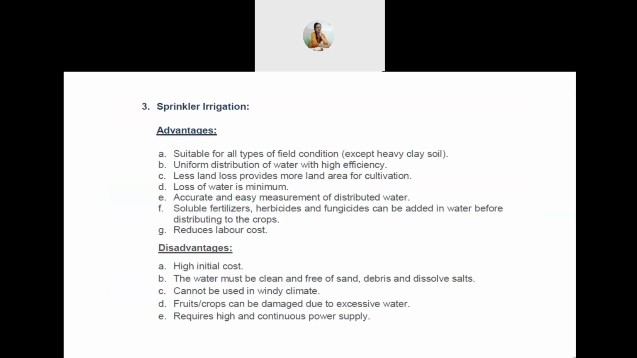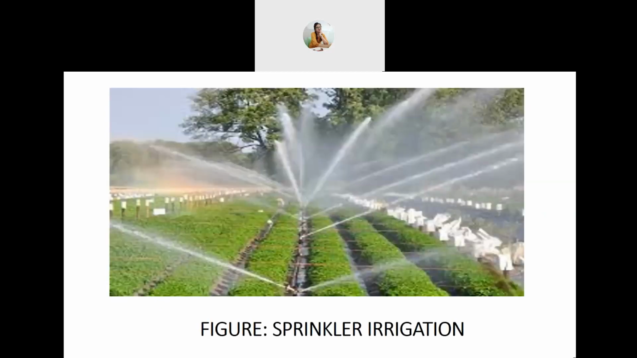G. Reduces labor cost. The disadvantages are A. High initial cost. B. The water must be clean and free of sand, debris, and dissolved salts. C. Cannot be used in windy climate. And D. Fruits or crops can be damaged due to excessive water. And lastly, it requires high and continuous power supply. This figure shows sprinkler irrigation.